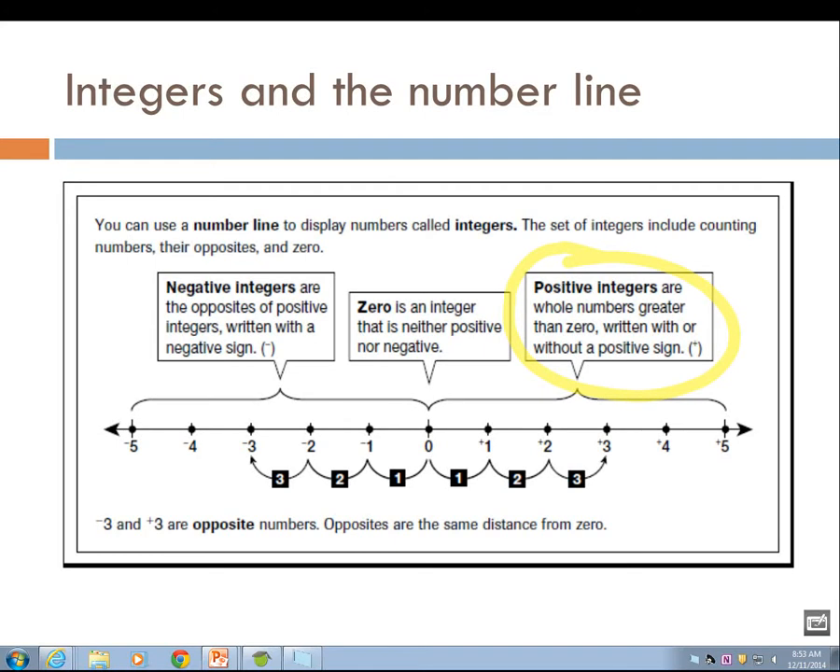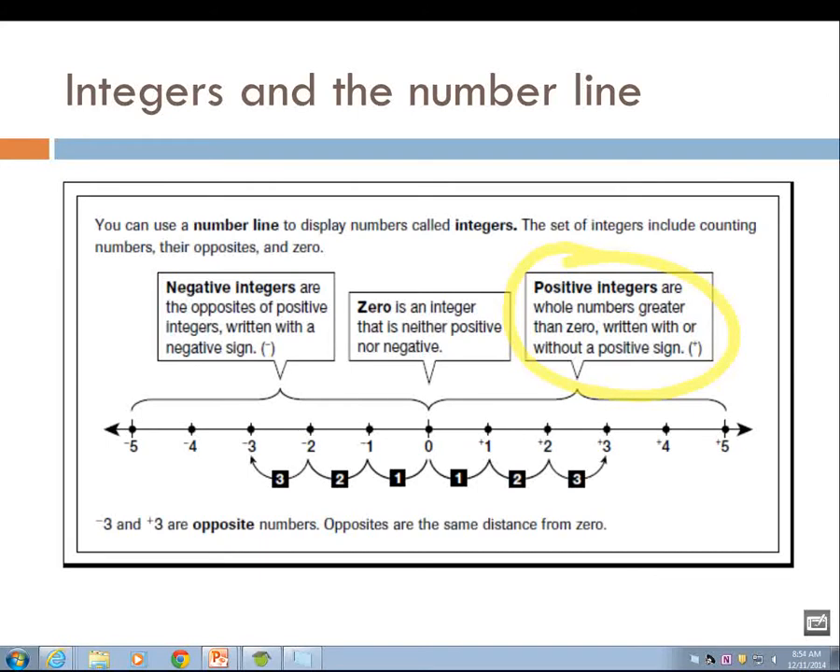Positive integers are whole numbers greater than zero. They're written without a positive sign. You don't have to write a positive sign.